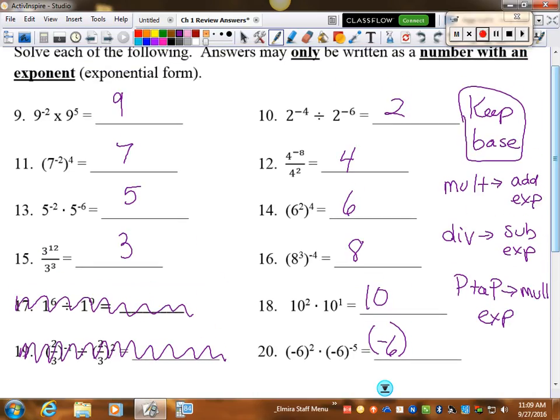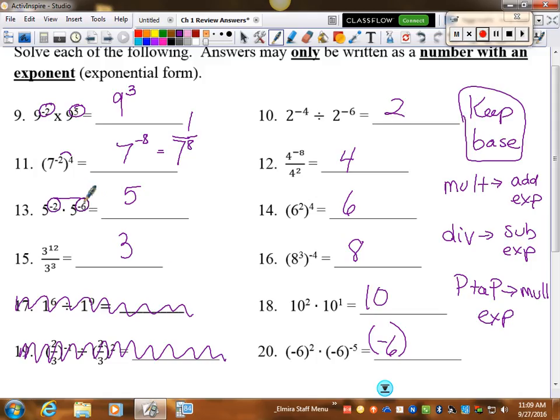So the very first one is a multiply problem. So -2 plus 5 is 3. The very next one is power to a power. -2 times 4 is -8. Remember, anything with a negative exponent, we're going to want to make into that fraction with 1 on top and change your exponent to positive.